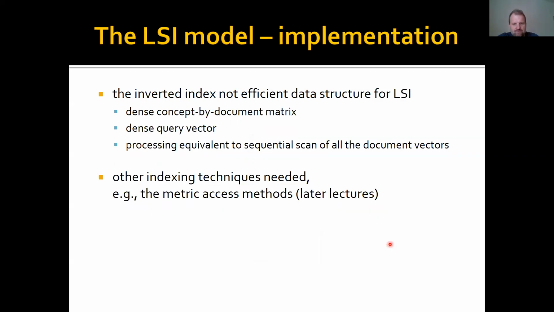So this is LSI. Of course, this is what I mentioned right now, but we could maybe use the brute force sequential processing of the query or use other indexes that respect the natural distribution of the data in the space, but are not based on the inverted index. There could be, for example, metric access methods. We will also talk about them.